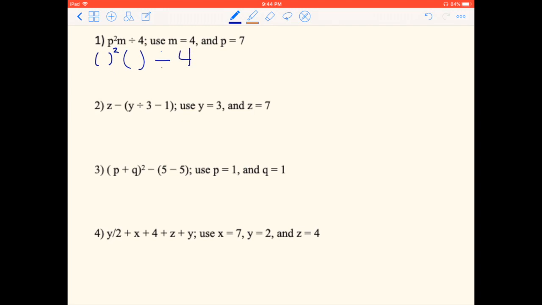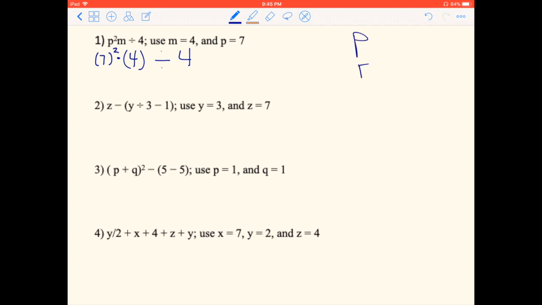Divided by 4. And also it's important to realize p squared m means that these together are being multiplied. So it's the same as saying p squared times m. So then I'm going to replace those variables with their number equivalent. So m equals 4, so I'm going to replace where that m was with a 4 and the p with a 7.